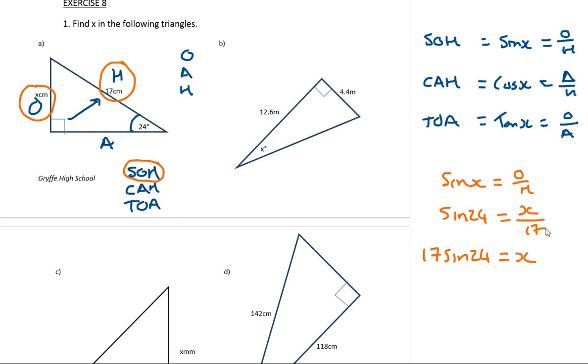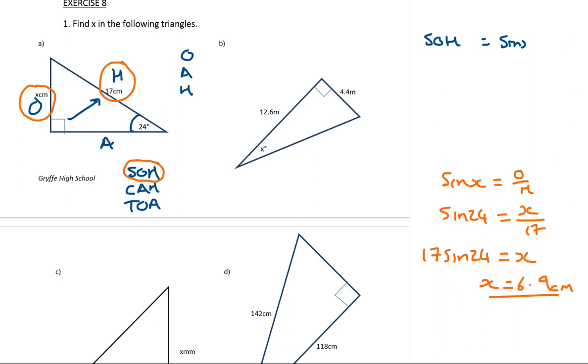And that's it. We can now use our calculator, which does most of the heavy lifting on this. We're not having to do it from first principles or anything. Sine of 24, so that's going to give me 6.9. So x is equal to 6.9 centimeters. I'll just put that to get a bit of space on the board. So that's question 1 done.